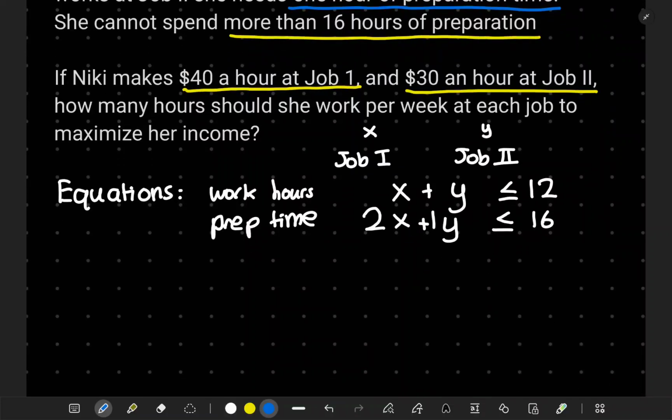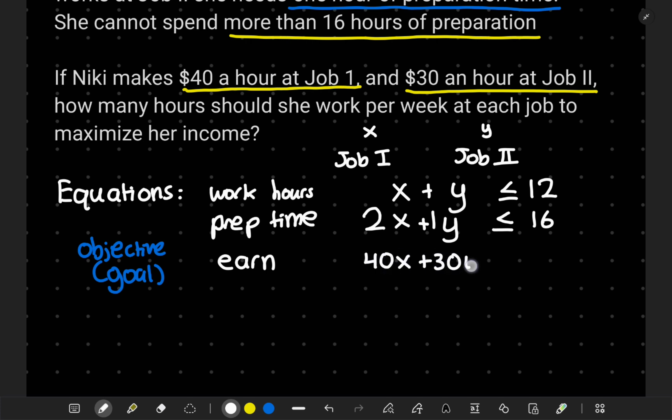Then we look at our final equation, which is our objective. This is our goal, and the goal is the money earned. So how much does she earn? At job 1, she earns 40, so we can say 40x. While the second job is going to be 30y. She earns $30 an hour at job 2. We don't know what this equals because we don't know how much money she'll get just yet, but this is at least our 3 equations.